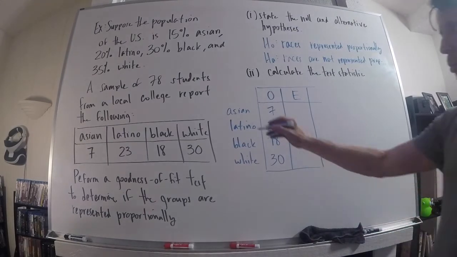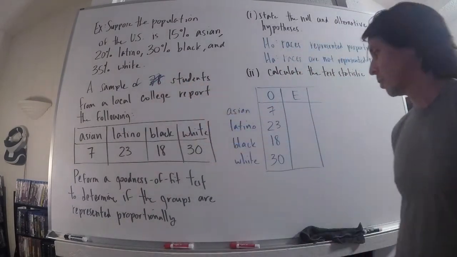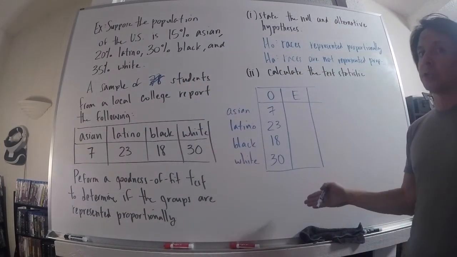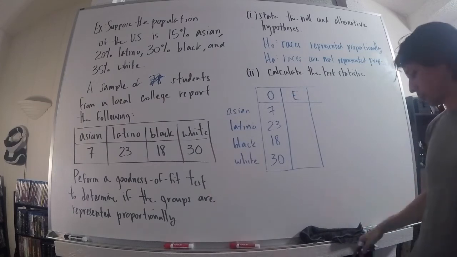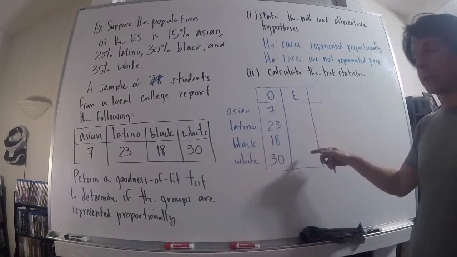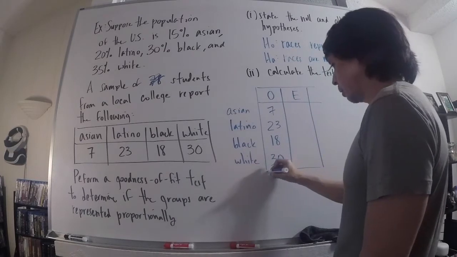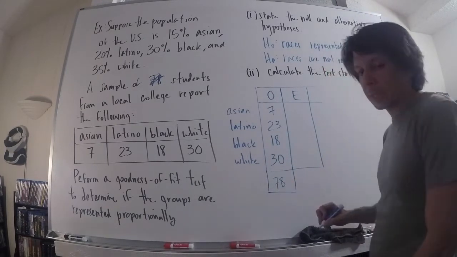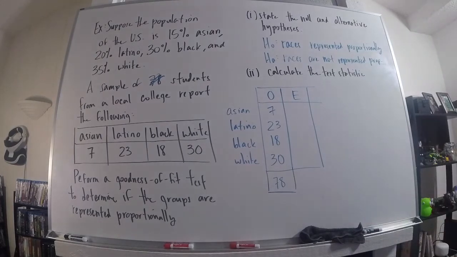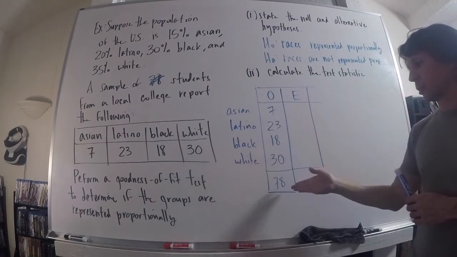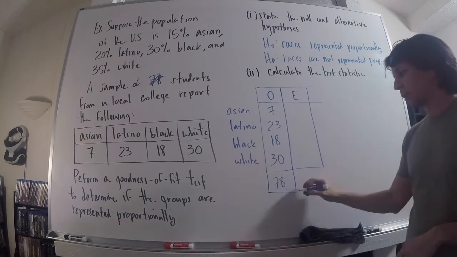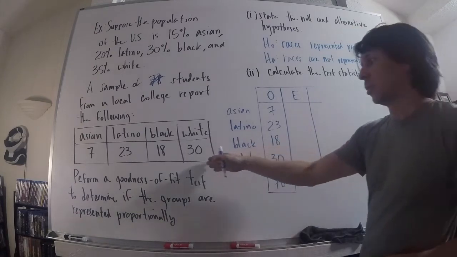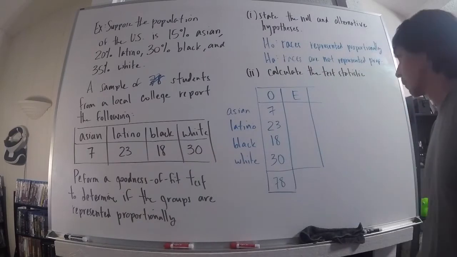Okay, suppose we did not have that 78. You would need a total. You're going to need the total, not for your formula, but because we're going to use it for the E's. So I would add that up. You can put it in L1 and just sum L1, or you can manually add them up by typing it onto the main screen. Either way, 7 plus 23 plus 18 plus 30 is equal to 78. And that's the observed frequencies, the actual breakdown of our sample.